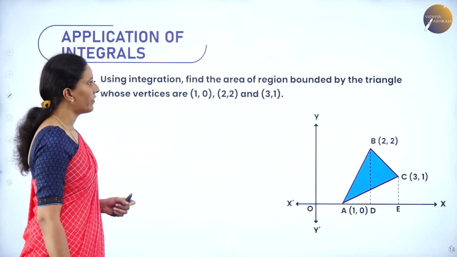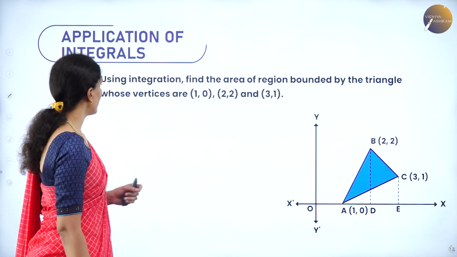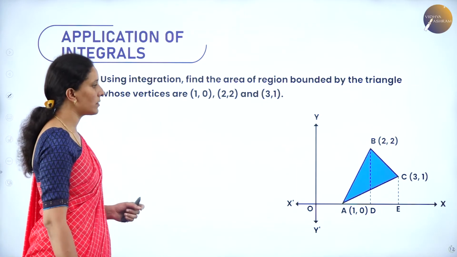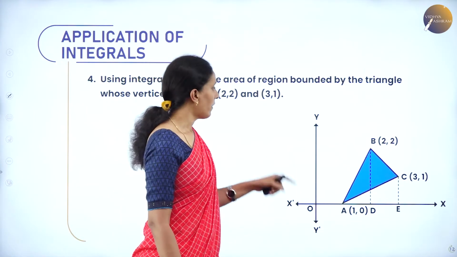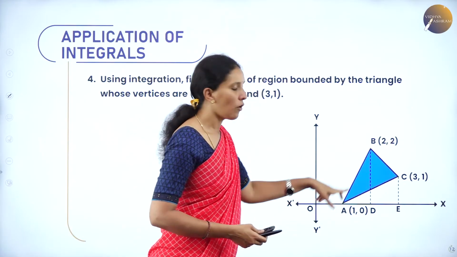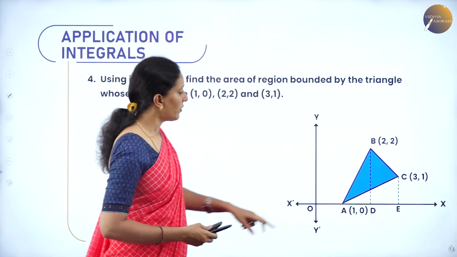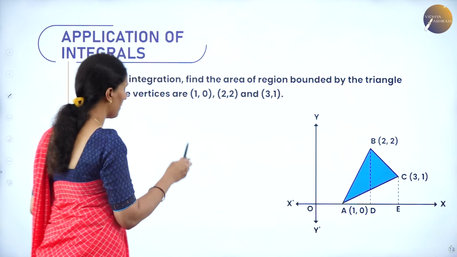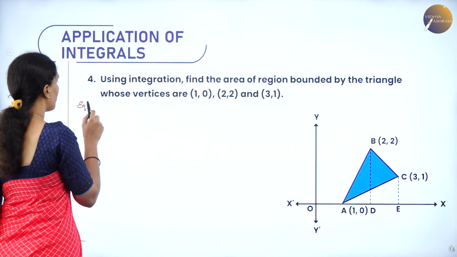Using integration, find the area of the region bounded by the triangle whose vertices are 1, 0, 2, 2 and 3, 1. So we need the equation in the form of y. So therefore we need to form an equation of lines here. So first let us see the equation of AB. So equation of AB.